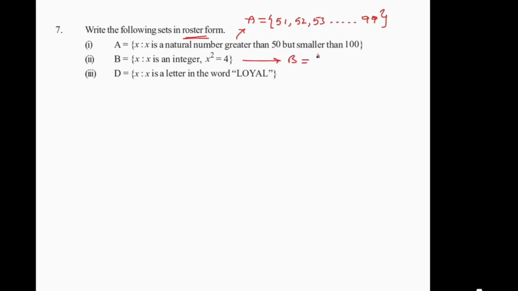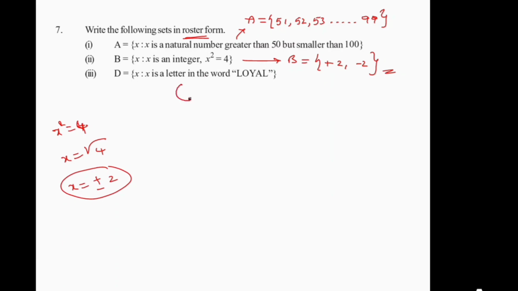So let's see this one here. I can write this as x is an integer such that x square is equal to 4. When I am removing the square, I will have these symbols, plus or minus 2. Okay, this is the resultant. I wrote it over here. So let's look at this one.